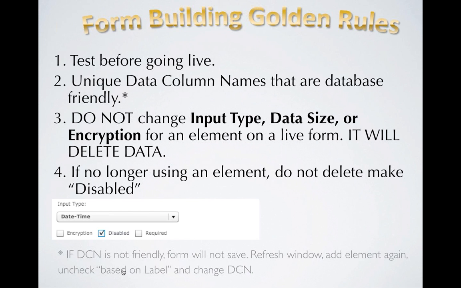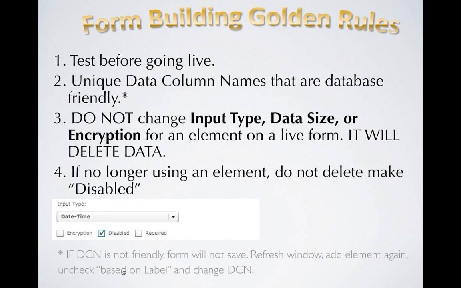The second form builder golden rule is to have unique data column names that are database friendly. The data column name needs to be database friendly, or as you're building it, it will not save. So if you get a little error message saying that your data column name is not database friendly, you'll have to refresh your browser window to then be able to save. It's very easy to fix, and we do have a list of terms that are not database friendly within our Customer Success Center. So if you have questions or if you'd like to see that list, we do have that article available to you.